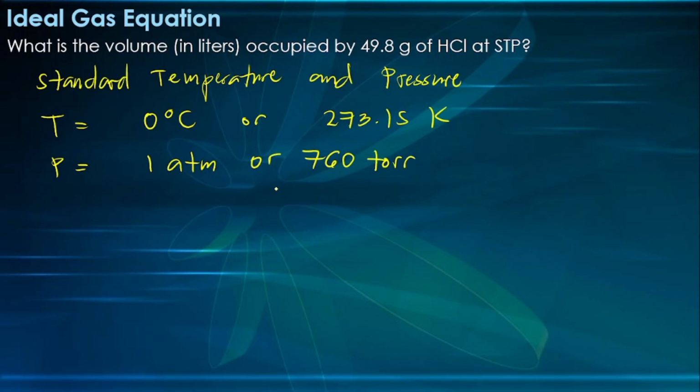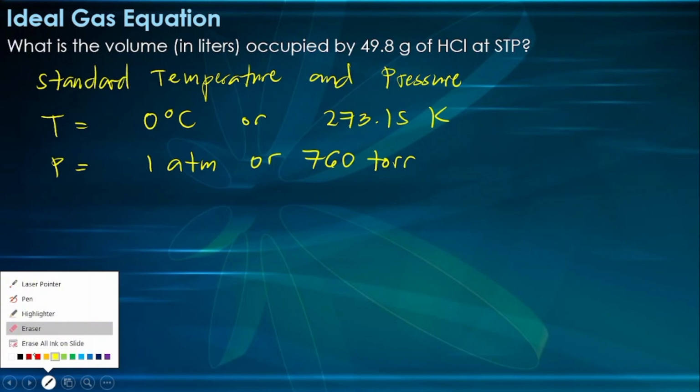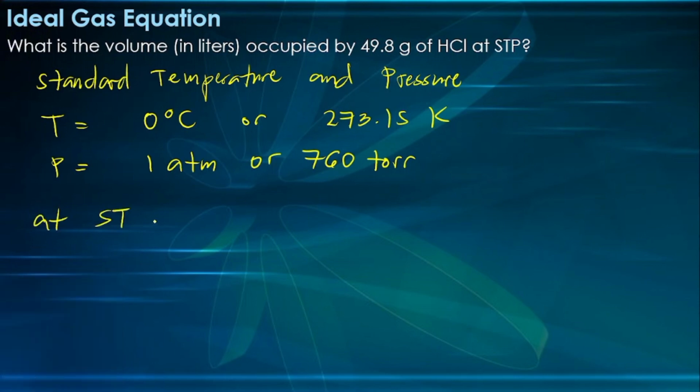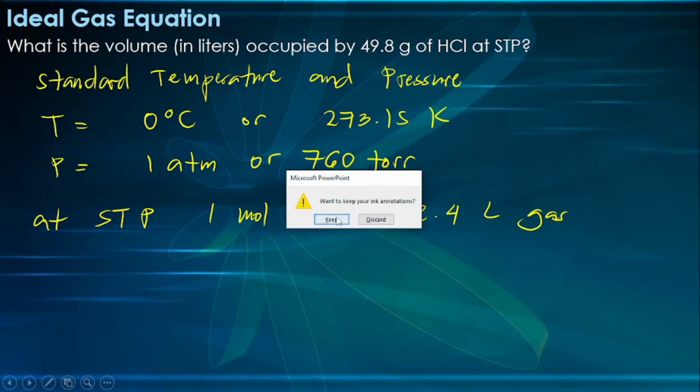And also at standard temperature and pressure, or STP, remember this: 1 mole of a gas is equal to 22.4 liters of gas at standard temperature and pressure. So 1 mole of gas is equal to 22.4 liters of gas.